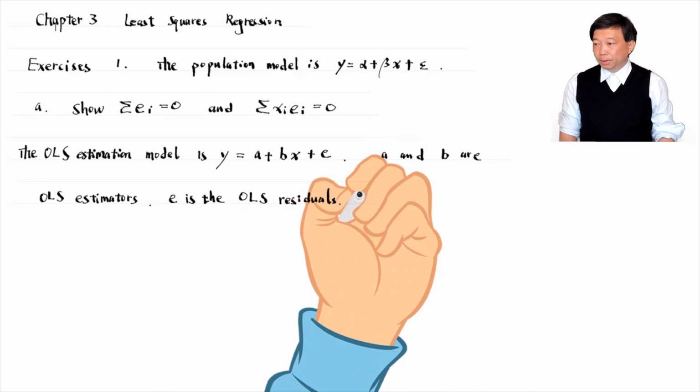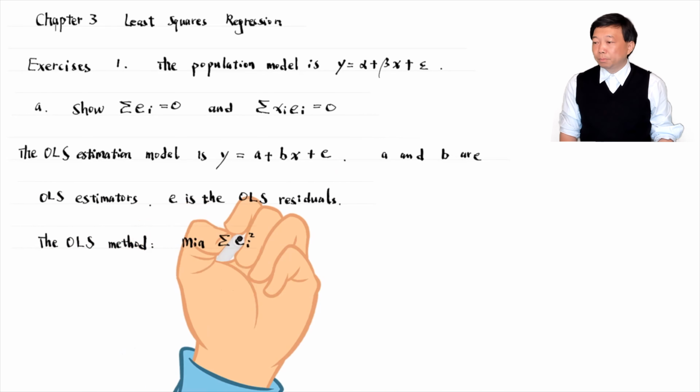Since this is a simple regression model with only one explanatory variable, we can use simple algebra to show the results. The results are the two properties of the residuals after OLS regression. The first one is the sum of the residuals is 0. The second one means the sample covariance between x and e is 0. We can derive them directly from the OLS estimation method.